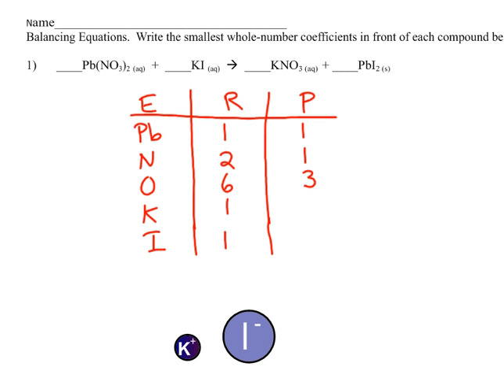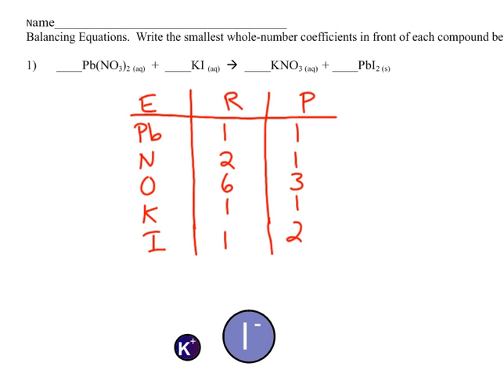Oh, I did this wrong, didn't I? All right, let's go back. They're not in the same order. I guess we need to watch out for that. Even I got duped by it. Lead, there is 1 lead. Nitrogen, there is 1 nitrogen. Oxygen, there are 3 oxygens. Potassium, 1. Iodine, 2. So here we see that nitrogen, oxygen, and iodine are out of balance.